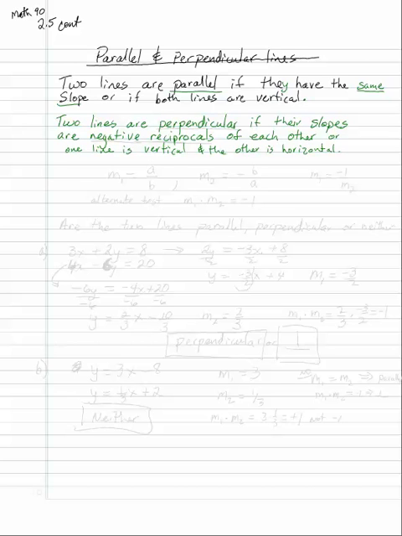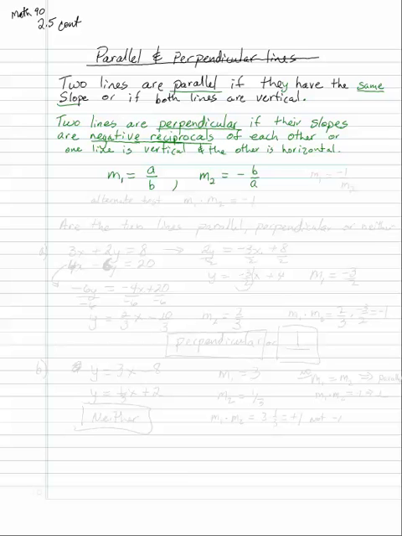And two lines are perpendicular if their slopes are negative reciprocals. So what do I mean by negative reciprocals? Basically, if the slope of line one is A over B, then the slope of line two would have to be negative B over A. So you flip it over. Okay, so they're negative reciprocals.